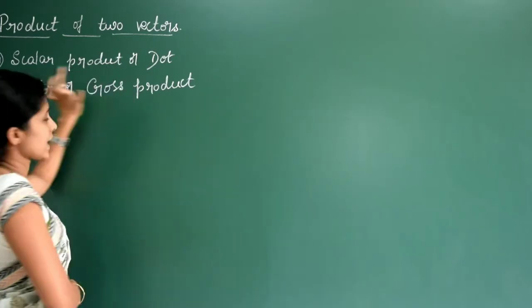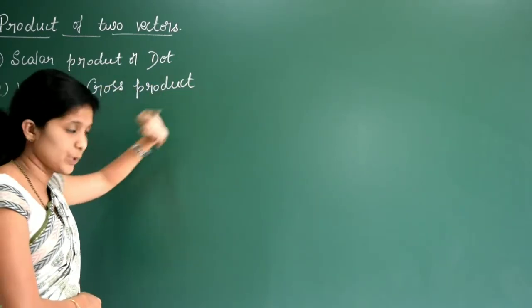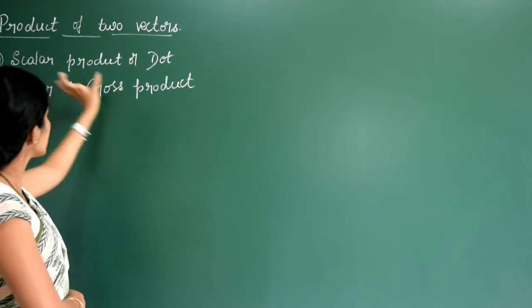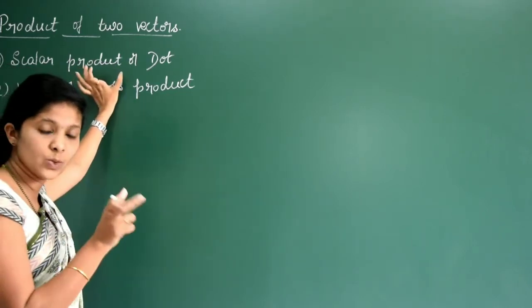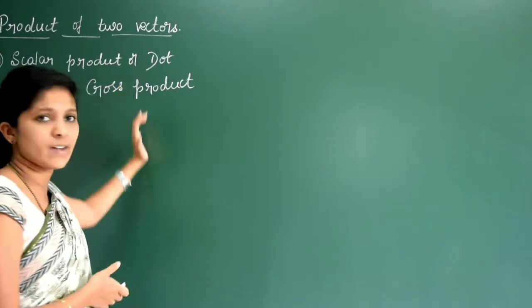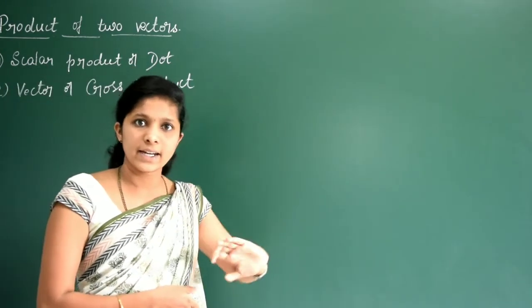One is the scalar product or dot product. The second one is the vector or cross product, okay? Scalar product means you will get one value. Vector product means you will get a vector. I think you might have studied this in physics, scalar and vector product.